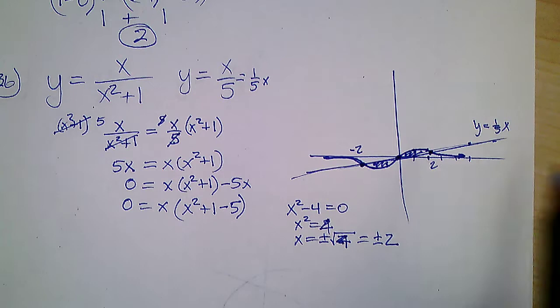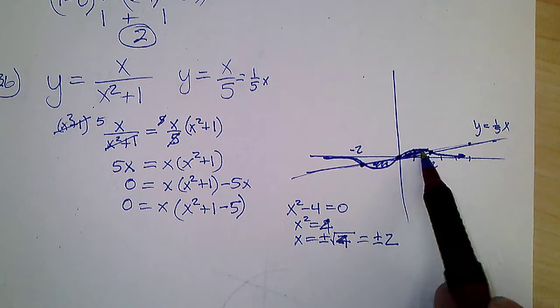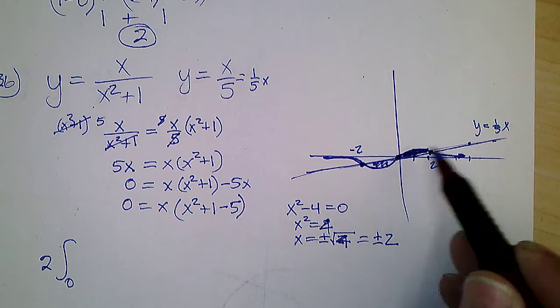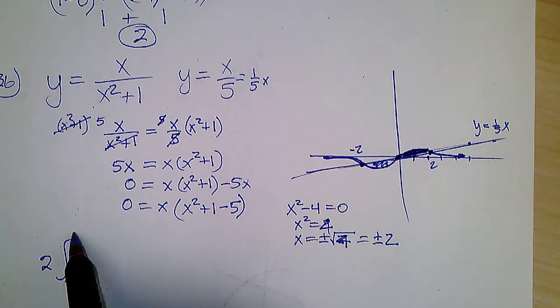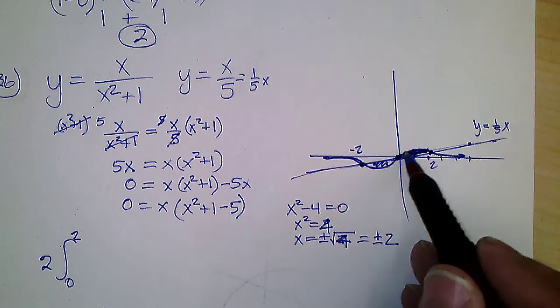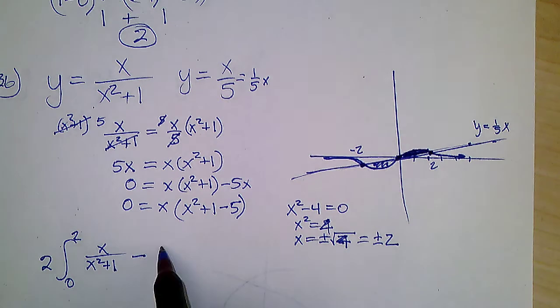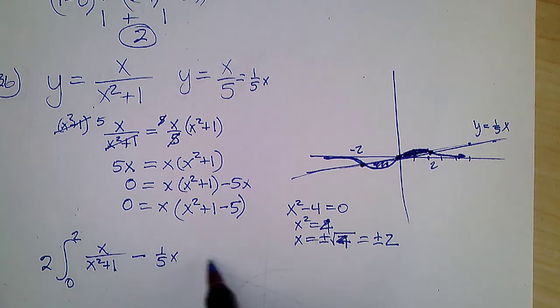Now, because of the symmetry, I'll just find the area of this side and multiply by 2. So I'm going to take 2 times the integral from 0 to 2 of this curve, x over x squared plus 1, minus 1/5 x.